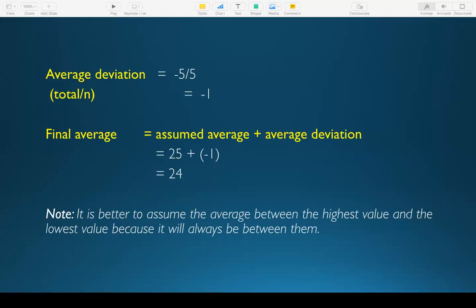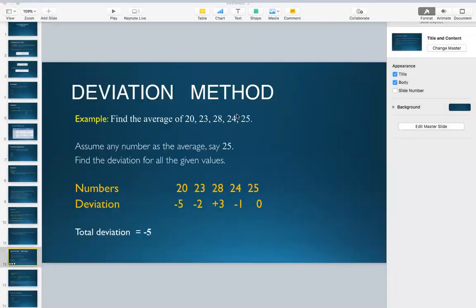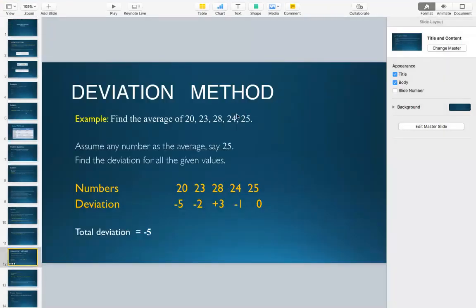Now you must be thinking, sir, there are so many steps in this approach. Yes, Mr. Chandan, you can do that, no problem.